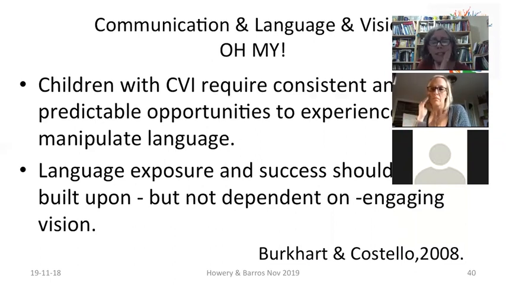Kids with complex communication needs, again, to follow that up, require consistent and predictable opportunities to experience and manipulate language, not just passive recipients of language. And it needs to be built on, but not dependent on engaging vision. So we need to be thinking about vision as part of the process, but it's not the only way that kids are going to be able to access language, even though in the world of AAC, many of our practices tend to privilege a visual representation of language. We need to be thinking about lots of ways when vision isn't working the way it should, to be continued.